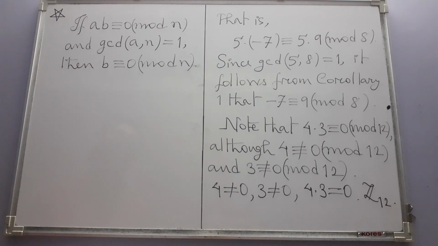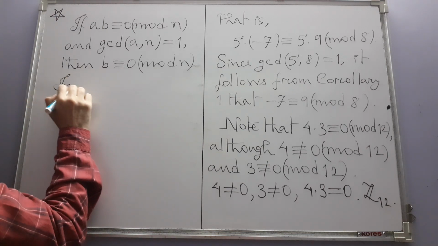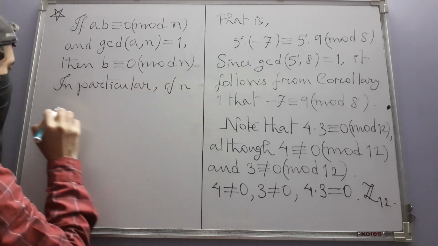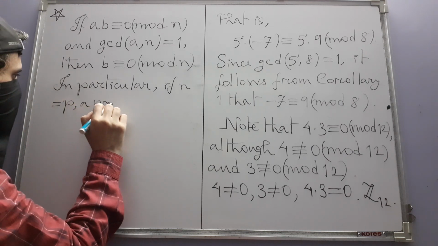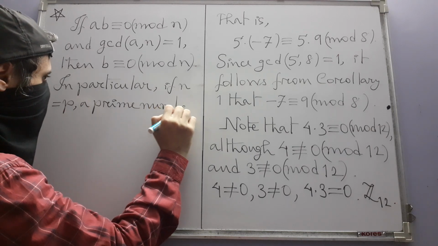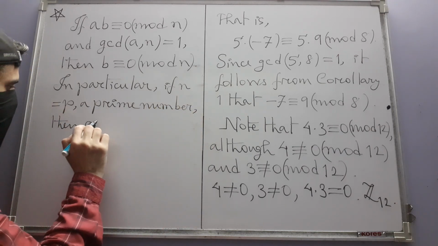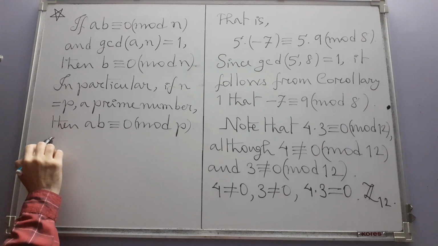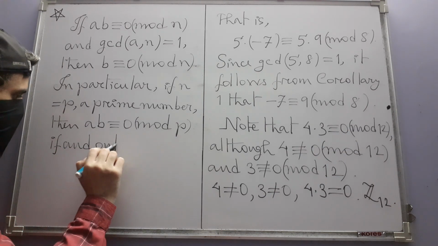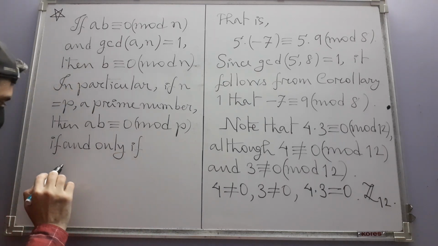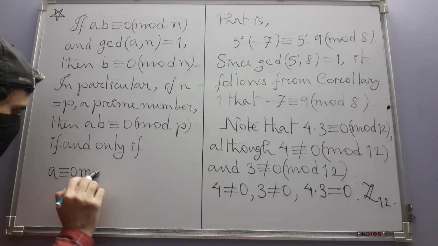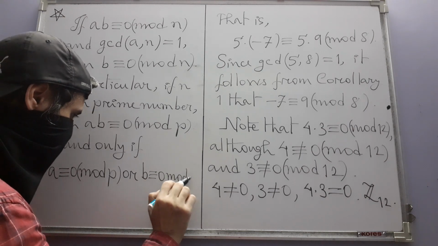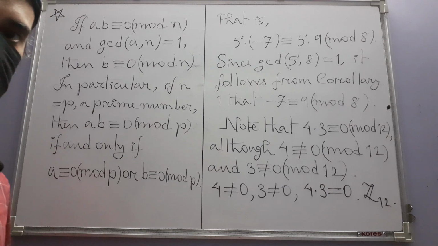And in particular, if your modulus is a prime number, if n is equal to p, a prime number, then AB is congruent to 0 mod p if and only if either A is congruent to 0 mod p or B is congruent to 0 mod p, or both A and B are individually congruent to 0 mod p.